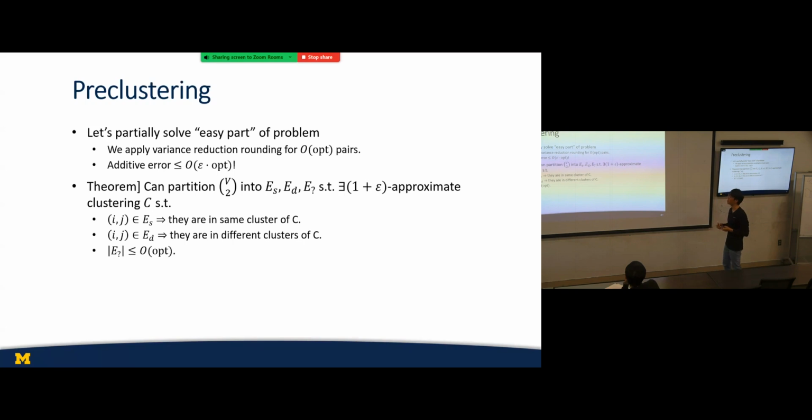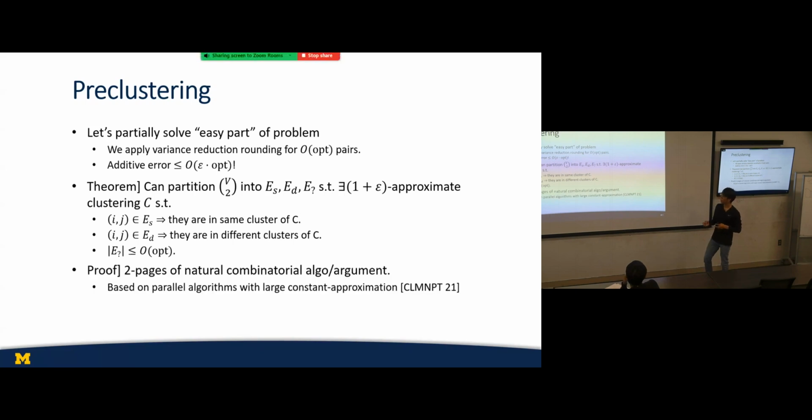We show that there's a simple combinatorial routine that can partition all the pairs into E same, E different, and E question mark, so that there exists a near-optimal clustering consistent with what we decided. Most importantly, the number of question marks is at most order opt. I'm not going to show you the proof, but it's about two pages of a natural combinatorial algorithmic argument. Actually, one funny experience for me was that it's based on parallel algorithms for correlation clustering with a large constant approximation. If you're a person like me, only interested in getting the best approximation factor, then you wouldn't typically care about parallel algorithms with worse approximation.